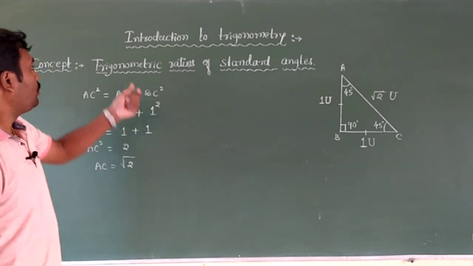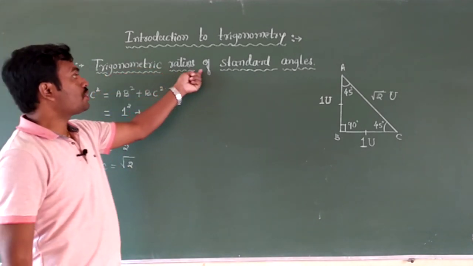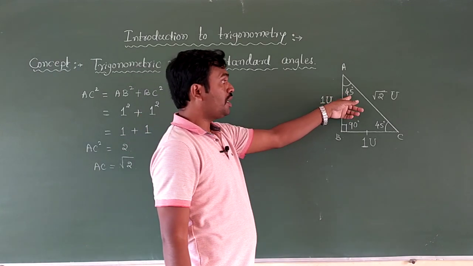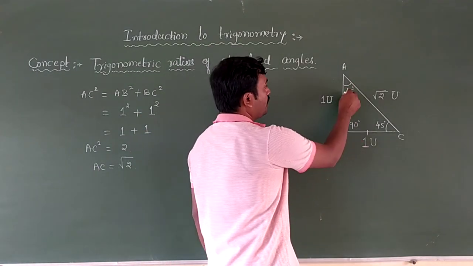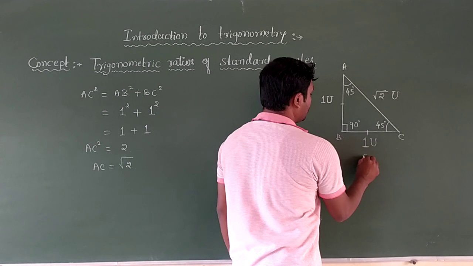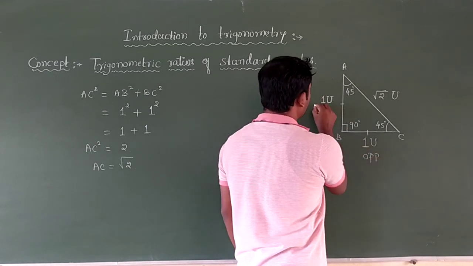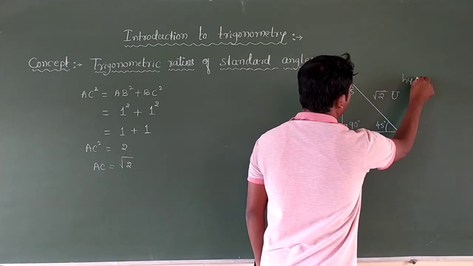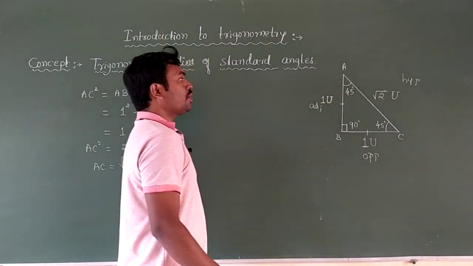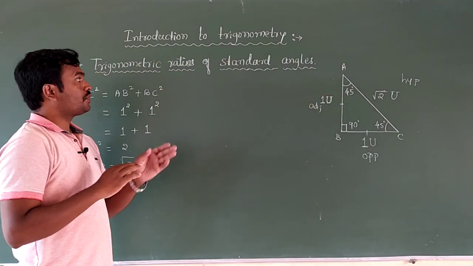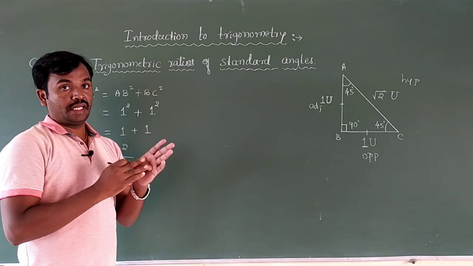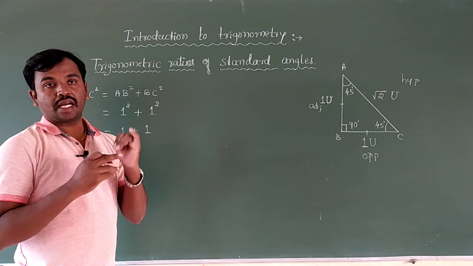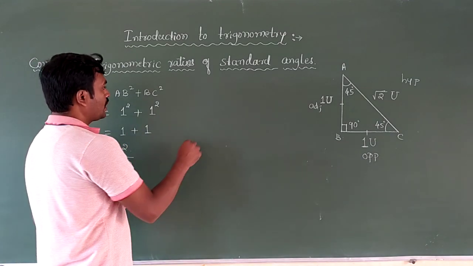So, here we are finding the trigonometric ratios of standard angles. Let us find them by using angle A. If we use angle A as the reference angle, this becomes opposite, this is adjacent and this is hypotenuse, as you all know. So, let us find the trigonometric ratios of sine, cos, tan, cosec, sec and cot. Let us find them one by one.